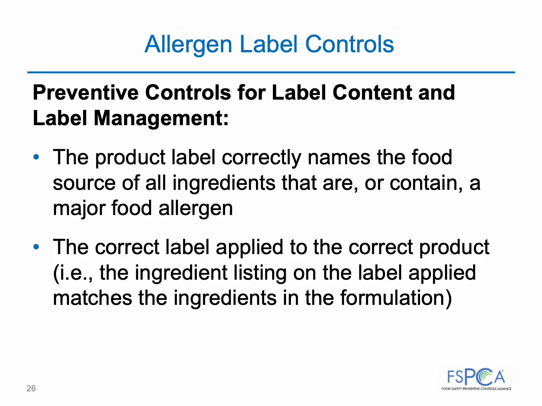Allergen label controls must ensure that the label on the product correctly names the food source of all its ingredients which are or which contain food allergens. Controls must also ensure the ingredient listing on the product label matches the formulation of that product. Simply put, the label must be correctly designed, listing the appropriate allergens in that given food product, and then that label is applied to the correct product so that the allergens match the formulated food inside the packaging.